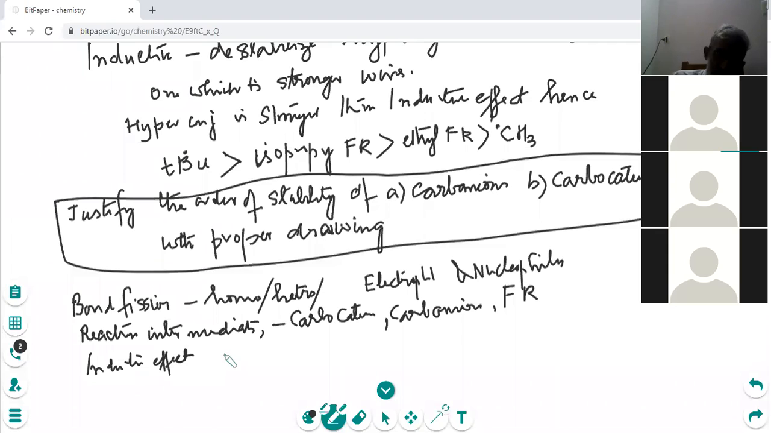Inductive effect. Then mesomeric effect or resonance effect. Did we do that? Mesomeric effect, did we discuss? Yes or no? Have we discussed the mesomeric effect or resonance effect? It is also called resonance effect.